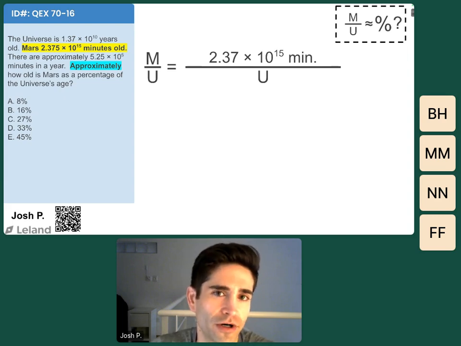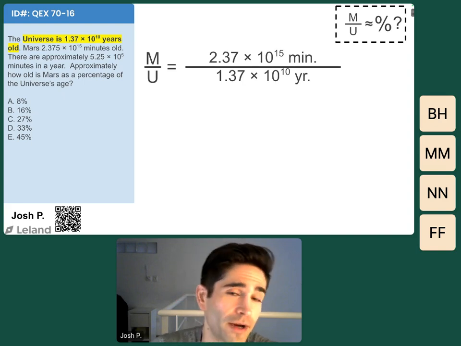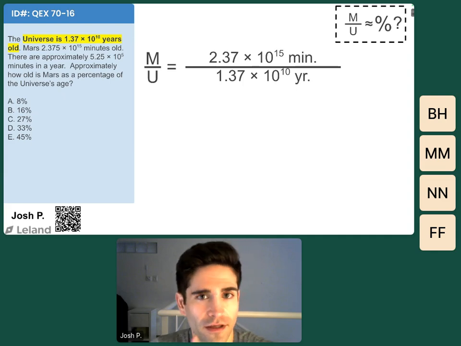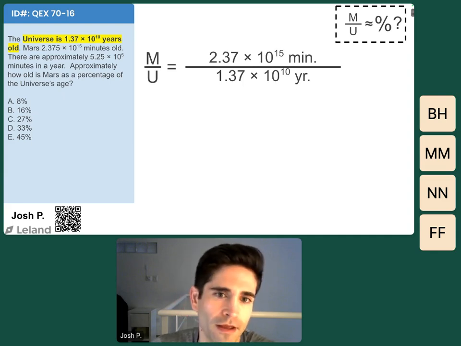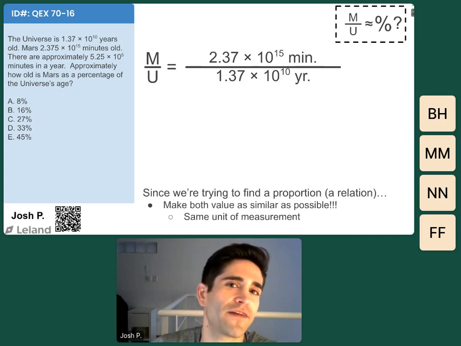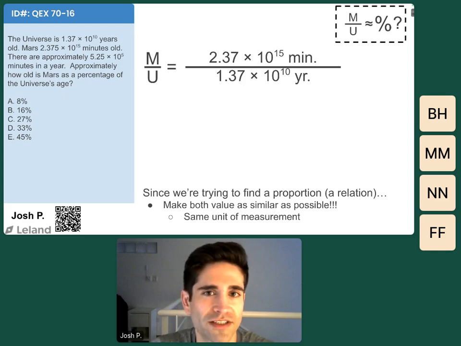Let's do the same for Mars. Great. Now we input the values for Mars and universe, and we're given 2.37 times 10 to the 15th minutes divided by 1.37 times 10 to the 10th year. Great. We're trying to find a proportion. We want to make the values as similar as possible, essentially using the same unit of measurement.